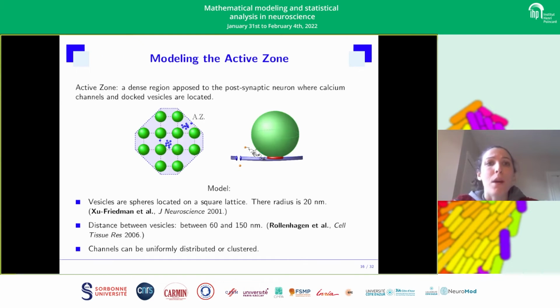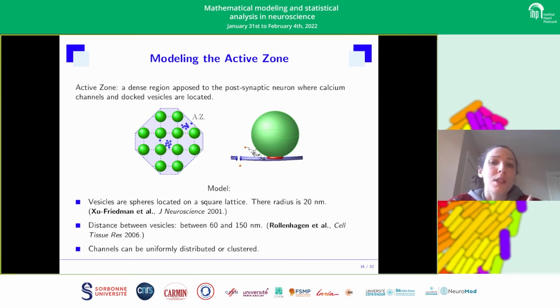Okay, but what we don't know is what's happening at the active zone. So let's say the active zone, usually modeled this way, with several vesicles on a square lattice. And the question of where the channels are is a question that is always under debate, and it's probably different depending on what kind of synapses you're looking at.